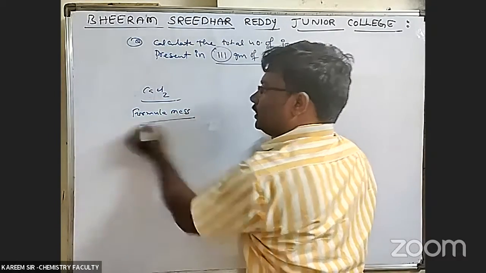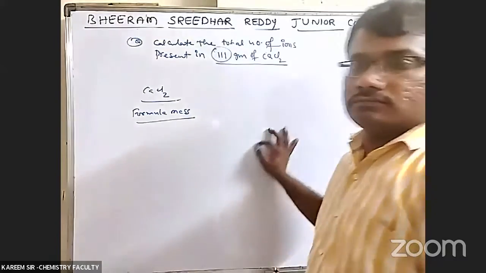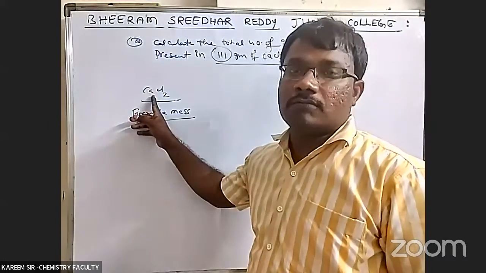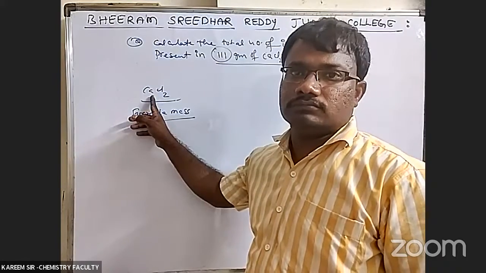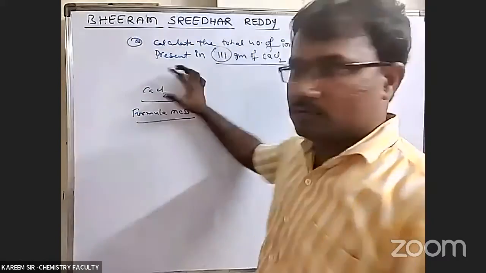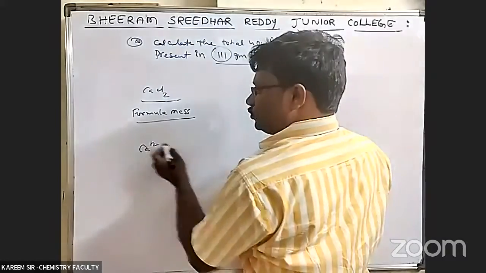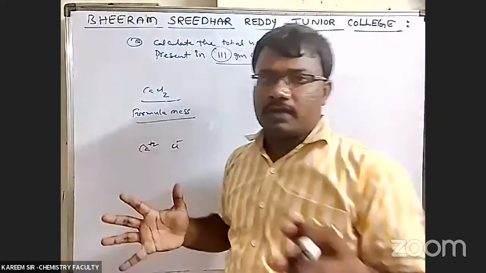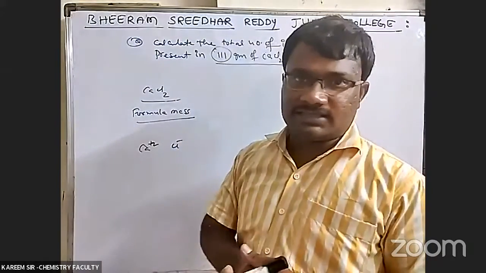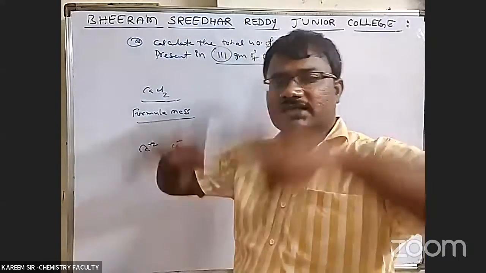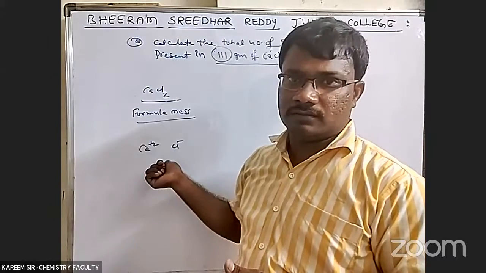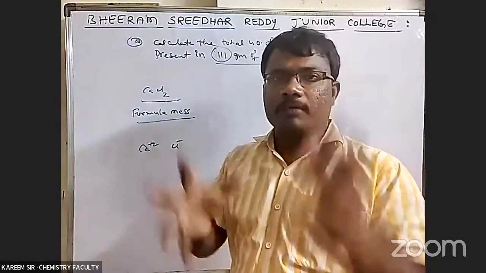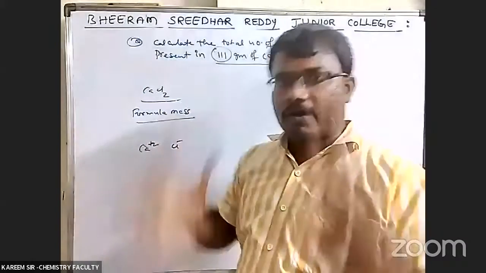Why you can't say this is a molecule? It is an ionic compound. Ca plus 2 and Cl minus ions are present. So many Ca plus 2 ions are attracted by Cl minus ions, and so many Cl minus ions are attracted by Ca plus 2 ions. So in an ionic compound you can't take one molecule, you can take one formula.